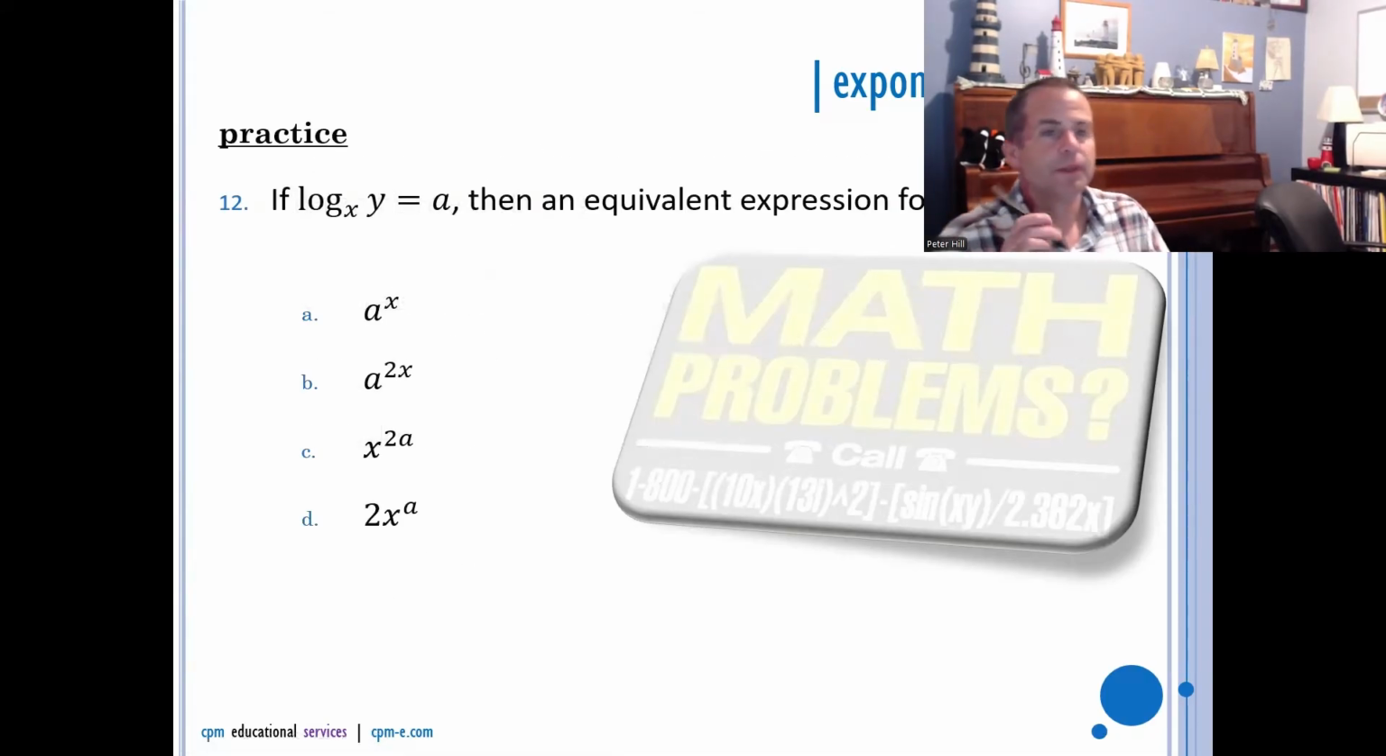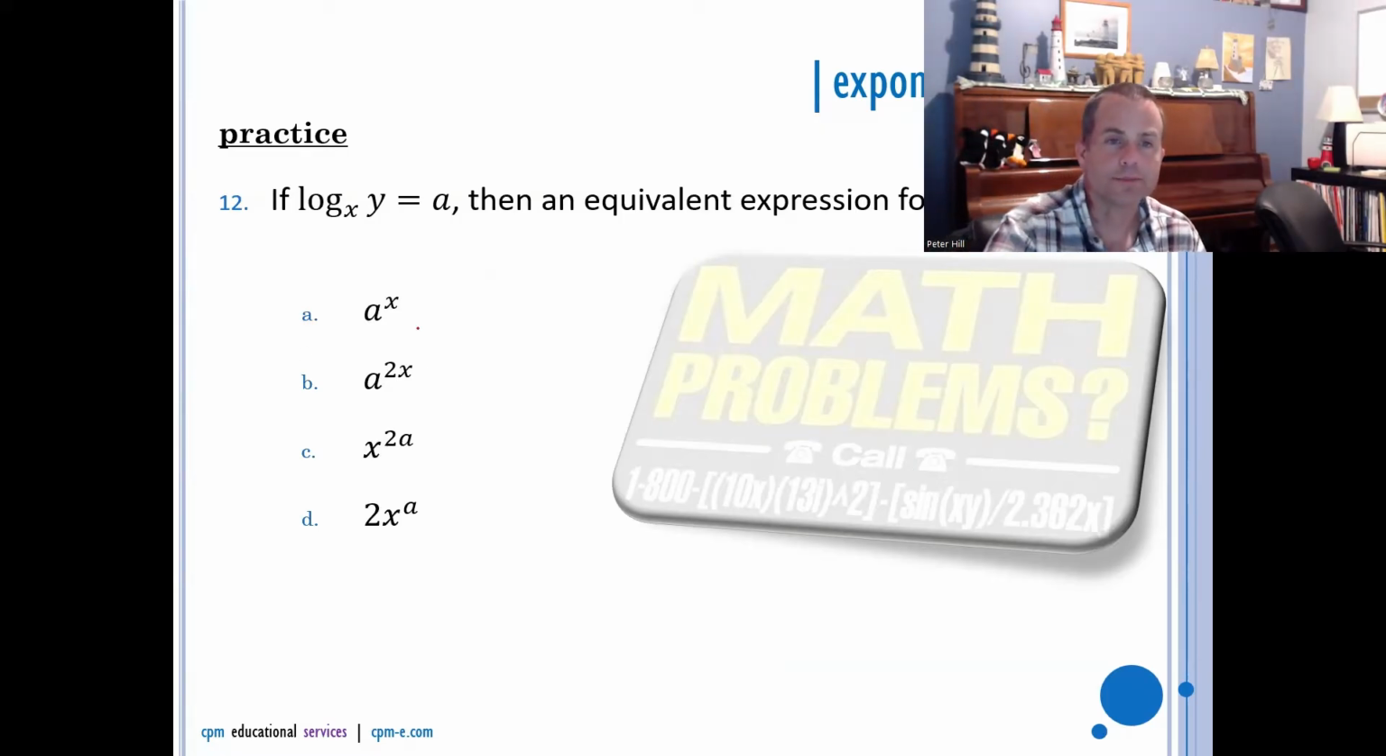All right. If log base x of y equals a, then an equivalent expression for y squared is what? So what I might do here is: y equals x to the a. The base became the base. The one that was locked becomes free. The one that was free is now locked.